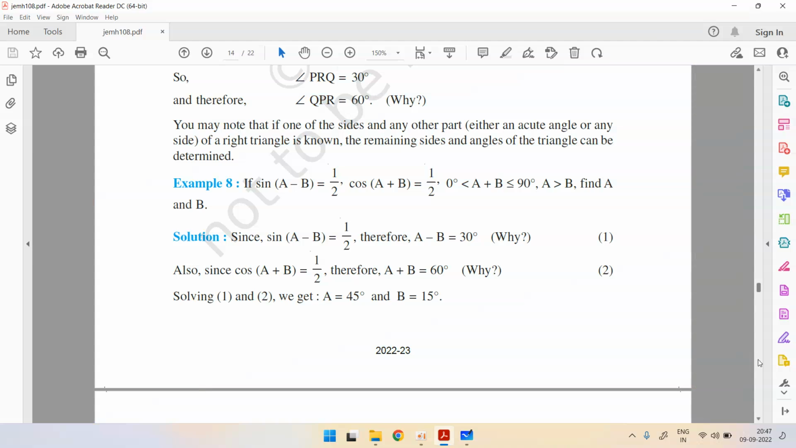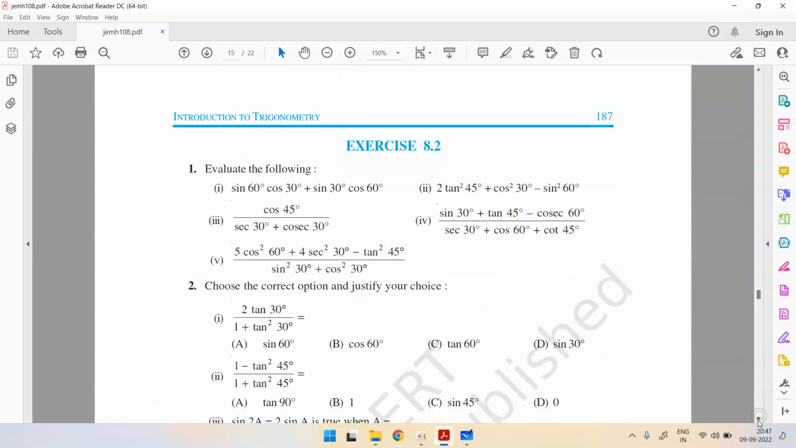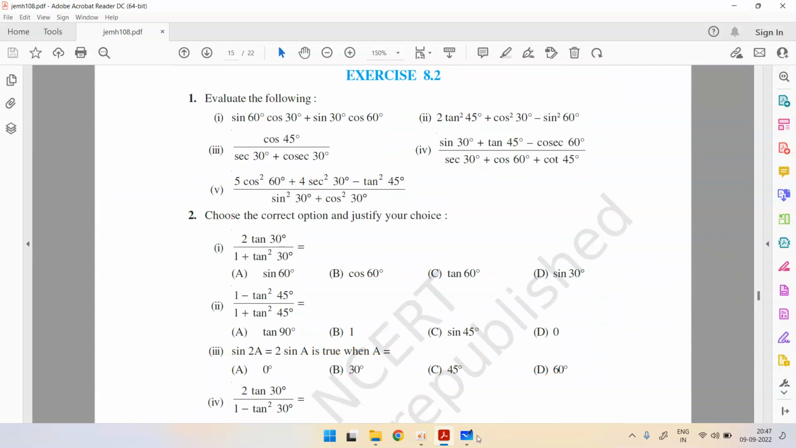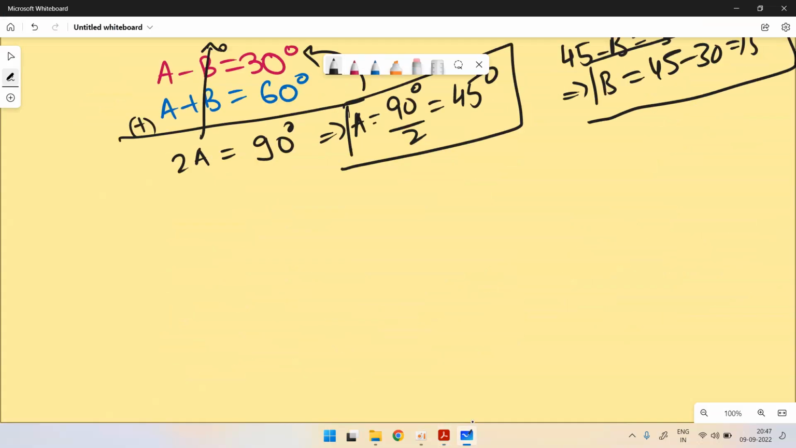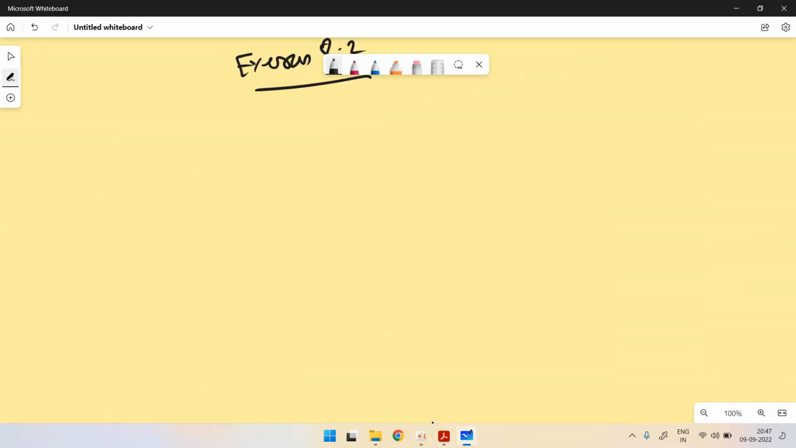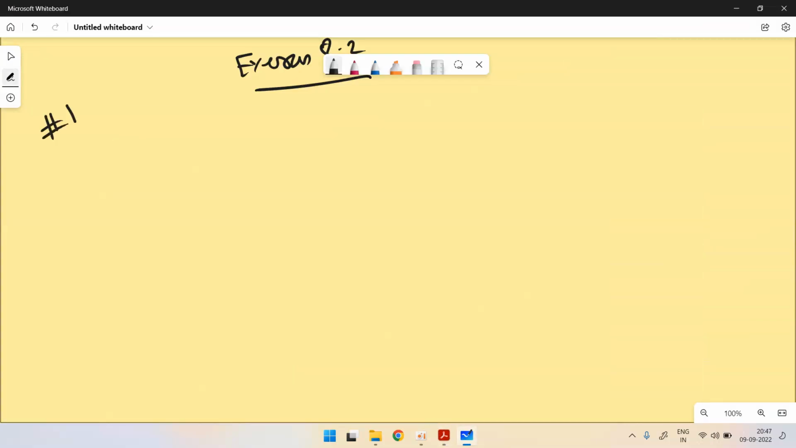Simple. Now coming to exercise number 8.2, which is a simple exercise. Question number 1, first part.